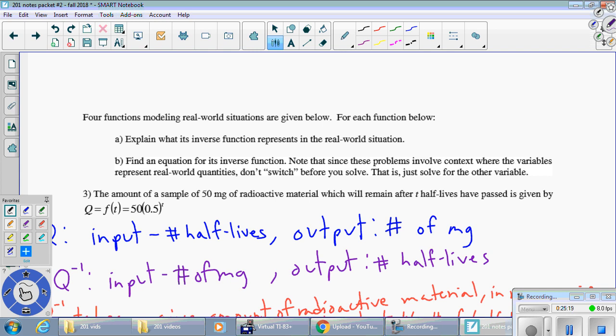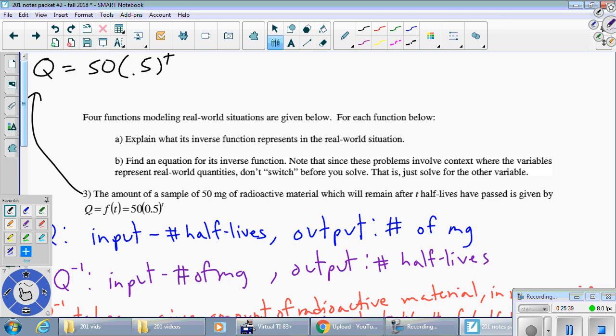We're not going to swap the q and the t. We're just going to solve for the independent variable. We're going to take the original equation, so I'm putting this one up here now. We'll take q equals 50 times 0.5 to the t, and we're just going to solve for t. And then we're going to stop the problem right there when we solve for t.